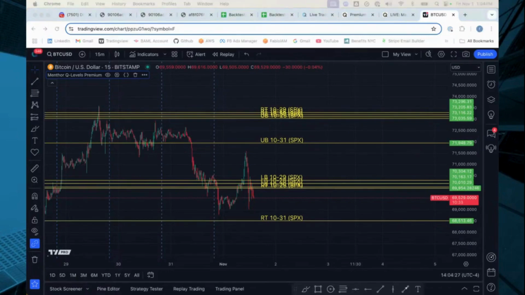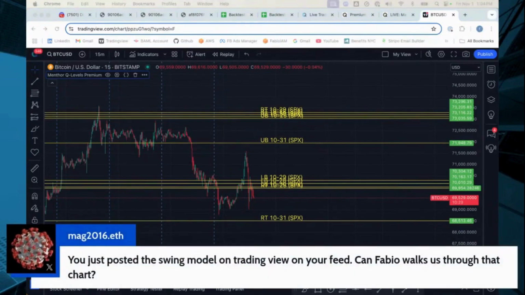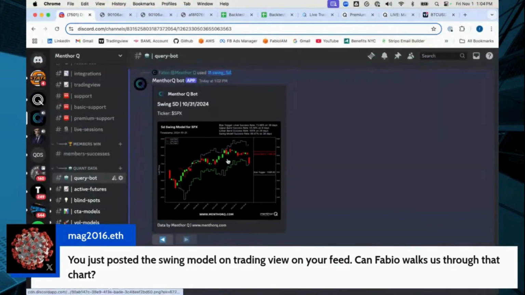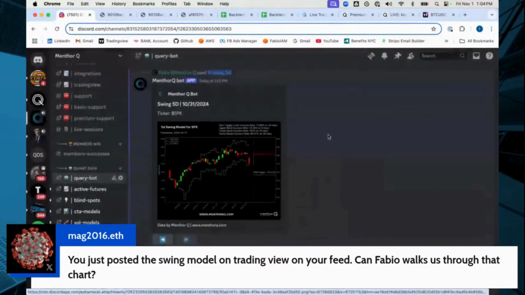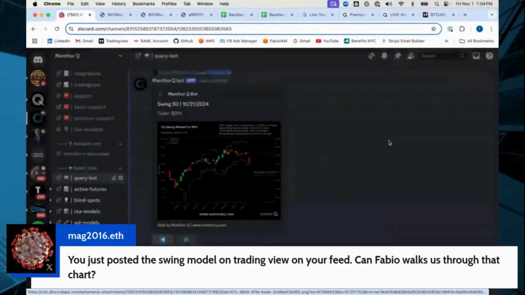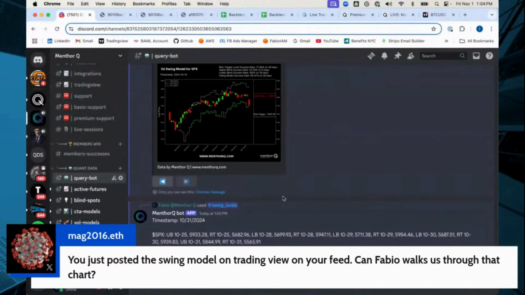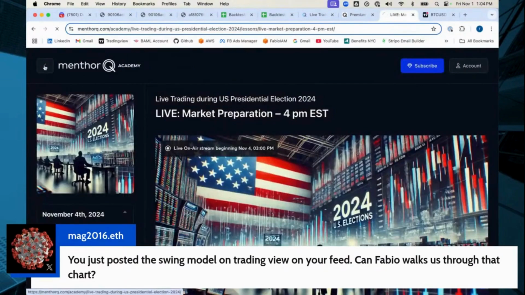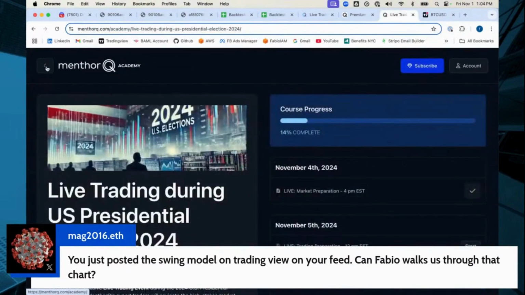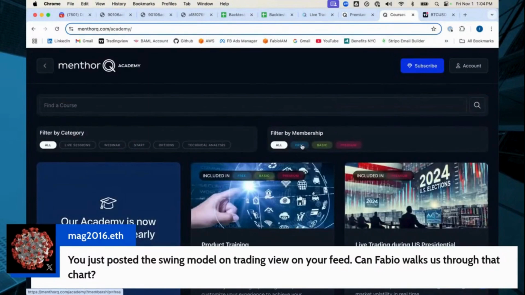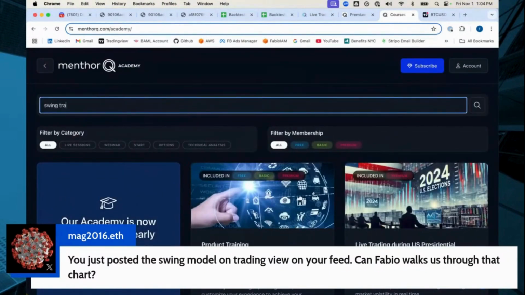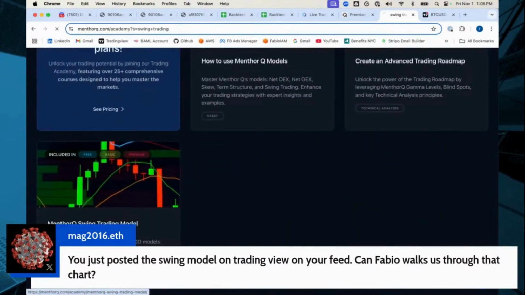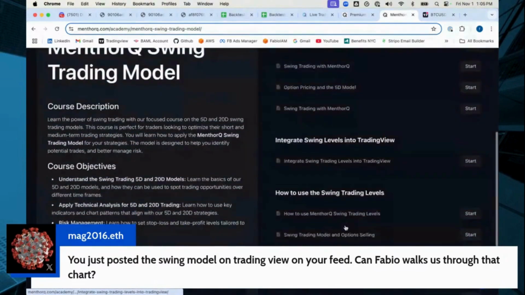And we have a question actually, so basically the models are coming from our bot. So this would be the chart that you see, but then we can also translate those levels right here into a TradingView input that you can then put in the chart. And if you want to learn about the swing model, if you create a free account, we have an academy course right here just for swing trading.